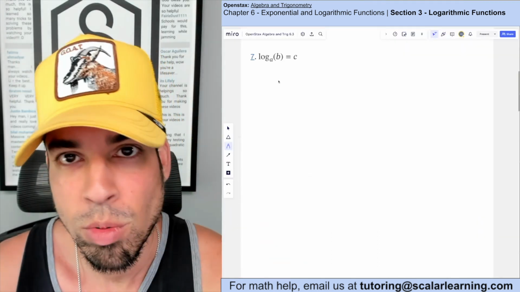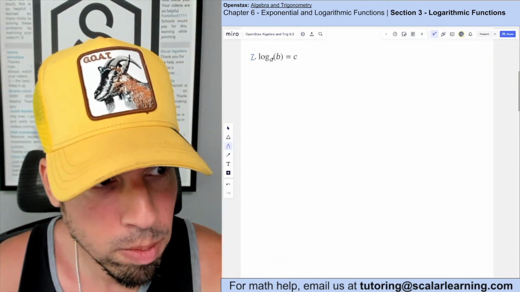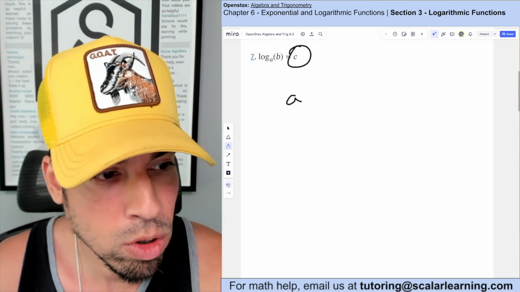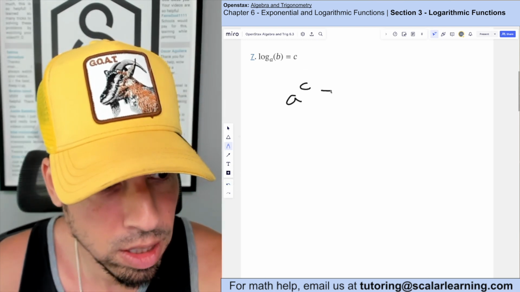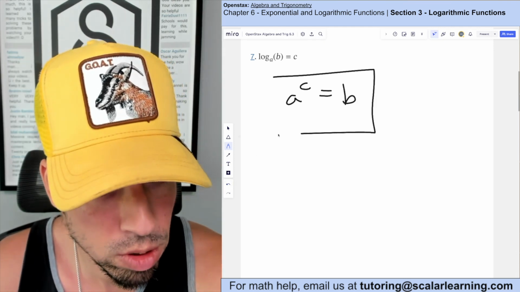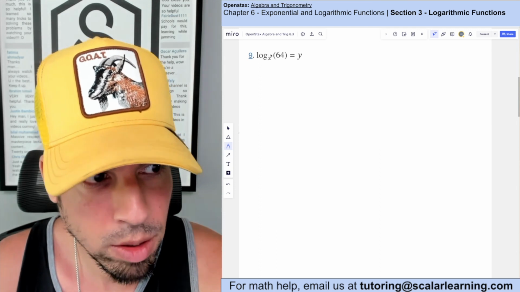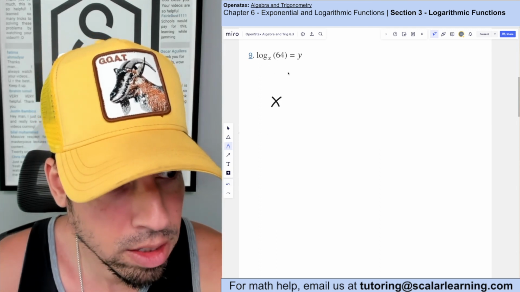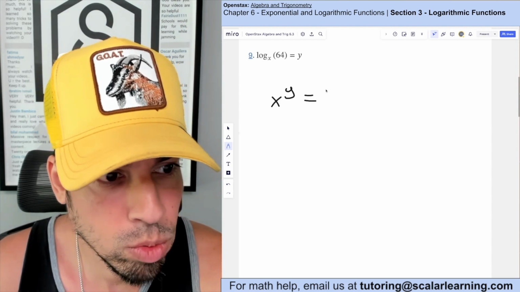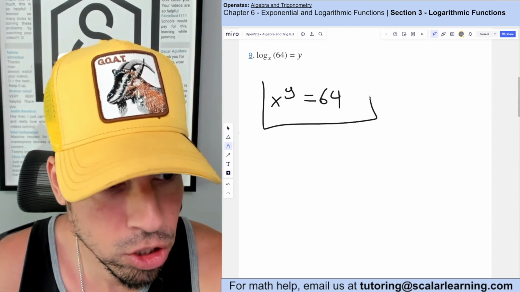Done. So this one we're going to rewrite in exponential form. And again, it's that base of the log, a, to the power of the opposite side, which is c, equals the argument of the log function, which is b. That's how you do it. Done. For this one to rewrite it, we say the base, which is x, to the opposite side, that y value, as an exponent equals 64. So that's the conversion. Done.